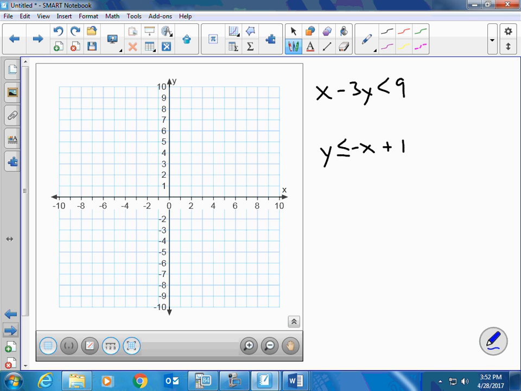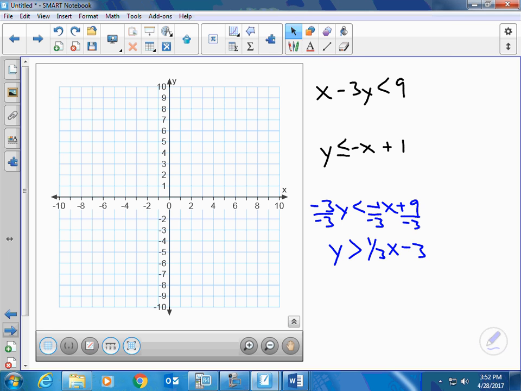All right, so first equation, I'm going to subtract x. So I get negative 3y is less than a negative x plus 9. Divide by negative 3, I flip the inequality sign. A negative 1 divided by a negative 3 is a positive 1/3. A positive 9 divided by negative 3 is a negative 3. So my y-intercept is a negative 3. My slope is 1/3, and so I graph that line. It is dotted, and so I dot my line cruising through something like that.